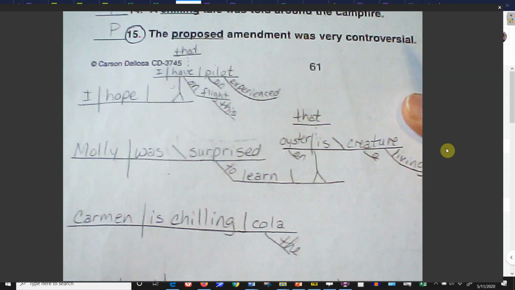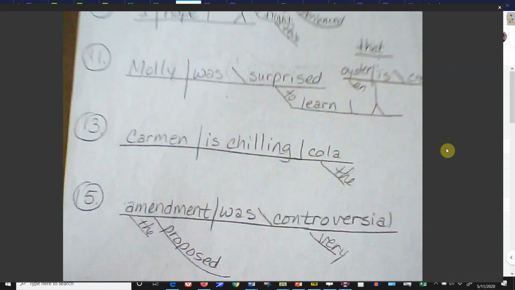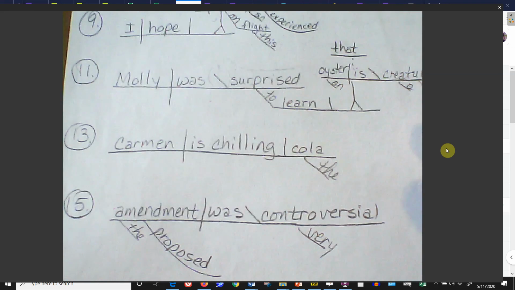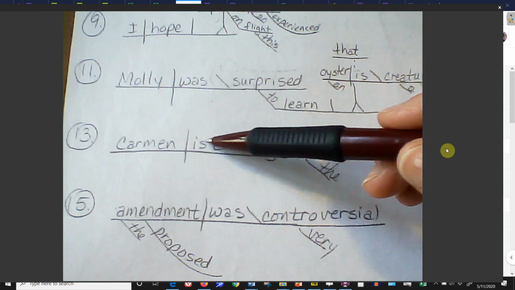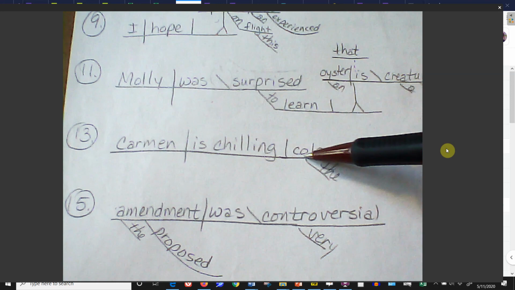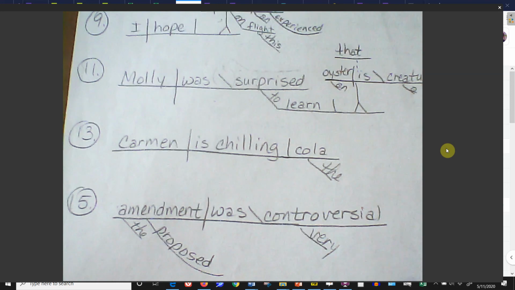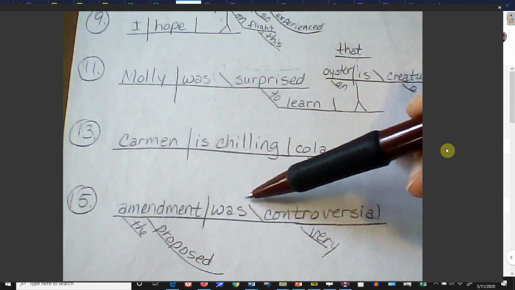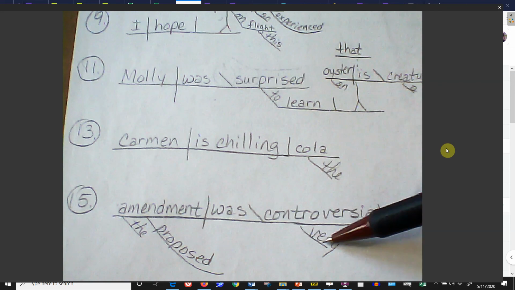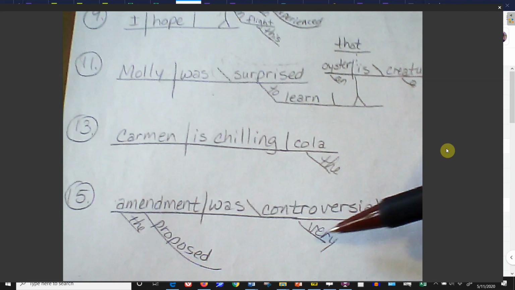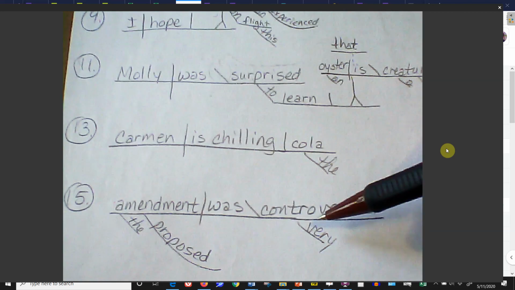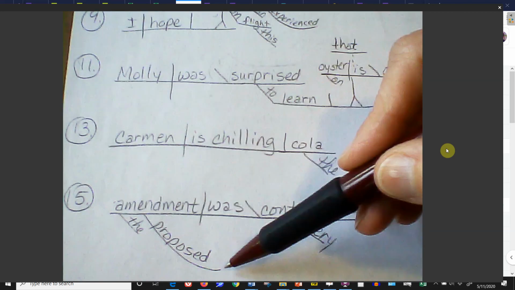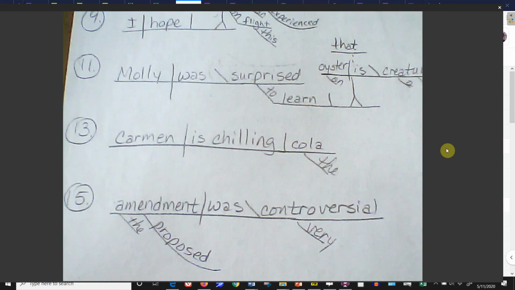These next two are pretty easy, so I hope everybody got them. If not, you've been sleeping. Carmen, line through, is chilling. Line 2, cola. Which cola? The cola. Number 15, amendment. Line through was slanty line 2, controversial. How controversial? Very controversial. Adverb of degree. Which amendment? The proposed. And remember, participial adjectives get curved lines in the adjective position.